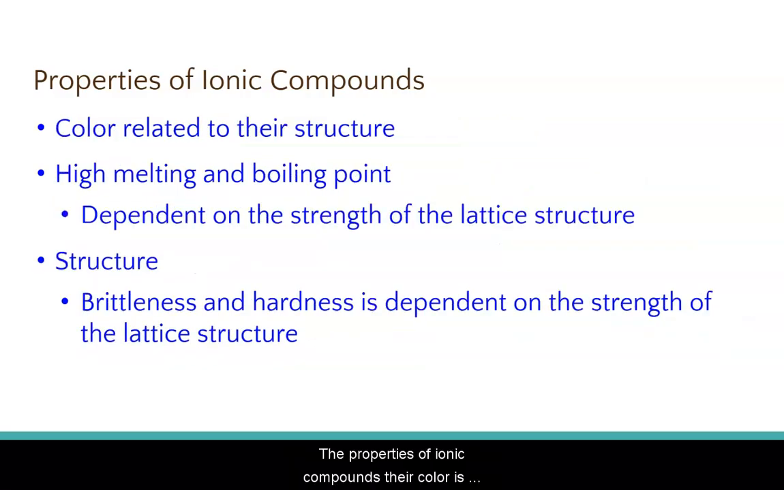The properties of ionic compounds: their color is related to their structure. So you're going to get a bunch of really different colors based on their structure because of refraction. The light's going to go through this structure and refract different colors. They have really high melting and boiling points. It's going to be higher dependent on the strength of the lattice structure. The more negative a lattice structure is, the higher the melting and boiling point. And brittleness and hardness is also dependent on the strength of the lattice structure. And the more negative a lattice structure is in strength, the stronger it is.